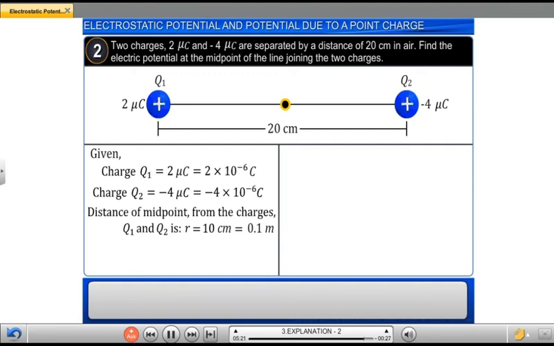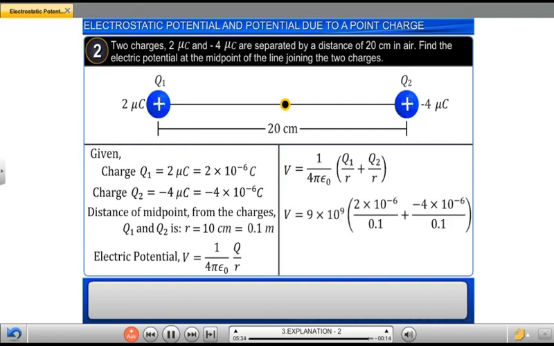At the midpoint of the line joining the charges, the potential is V is equal to 1 by 4 pi epsilon naught into Q1 by r plus Q2 by r. Substituting the values of the various given quantities and simplifying, we get V is equal to -18 into 10 power 4 volt.